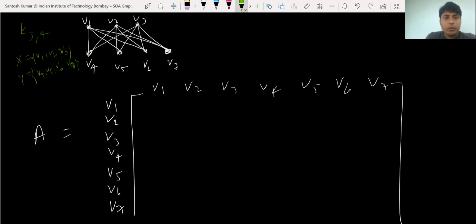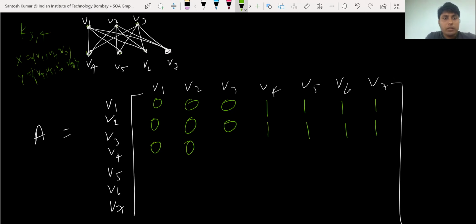Look, so edges from V1 to V1, no. V1 to V2, 0. V1 to V3, 0. V1 to V4, 1. V1 to V5, 1. V1 to V6, 1. V1 to V7, 1. V2 to V1, 0. V2 to V2, 0. V2 to V3, 0. V2 to V4, 1. V5, 1. V6, 1. V7, 1. V3 to V1, 0. V3 to V2, 0. V3 to V3, 0. And V3 to V4, V5, V6, V7 are all 1.